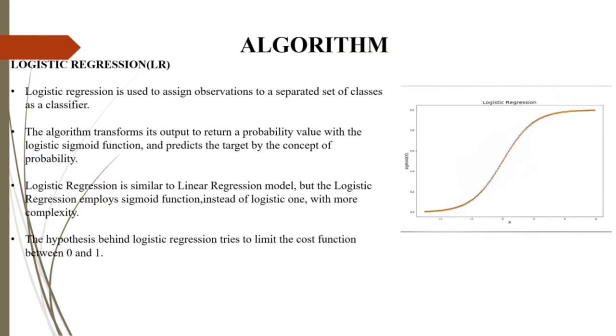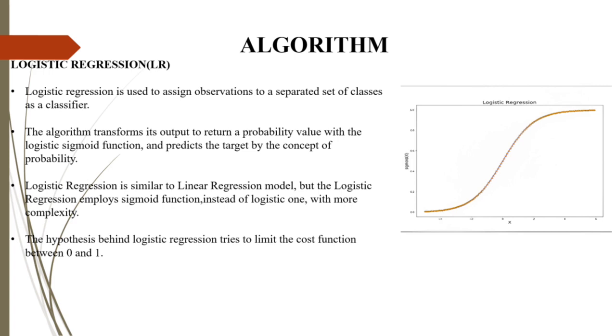Logistic regression is used to assign the observation to a separated set of classes, as we can show in the graph. Next, the algorithm transfers its output to return a probability value with the logistic sigmoid function and predicts the largest by the concept of probability.